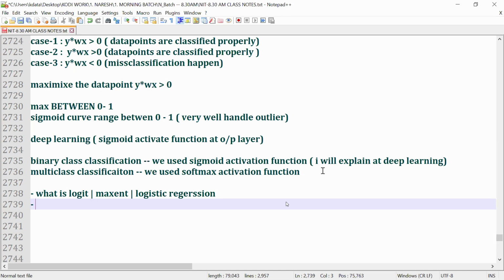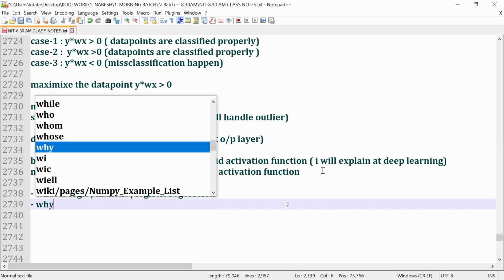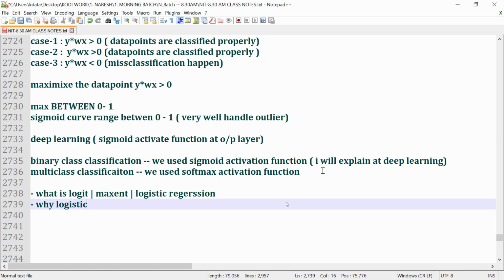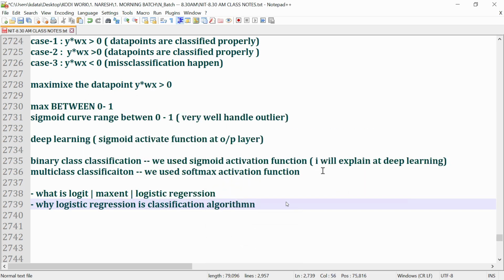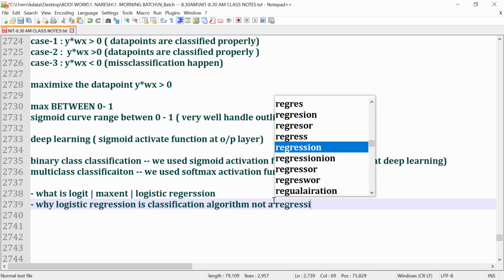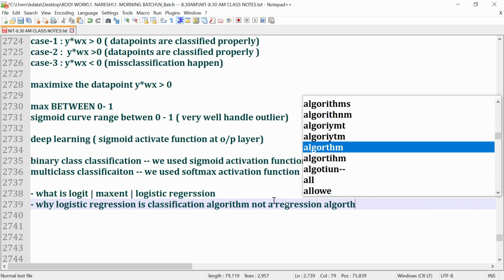Everything we have to prove, guys. Next one. Why is logistic regression a classification algorithm? Why, guys? If the data has an outlier, the regression line cannot classify. The regression line gives you misclassification. So that's why this one. Why is logistic regression a classification algorithm, not a regression algorithm?